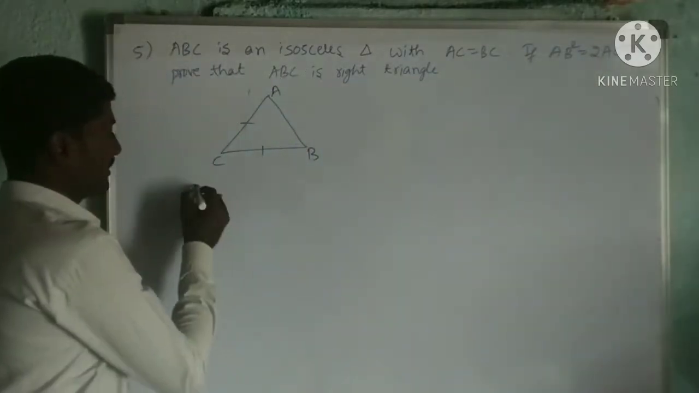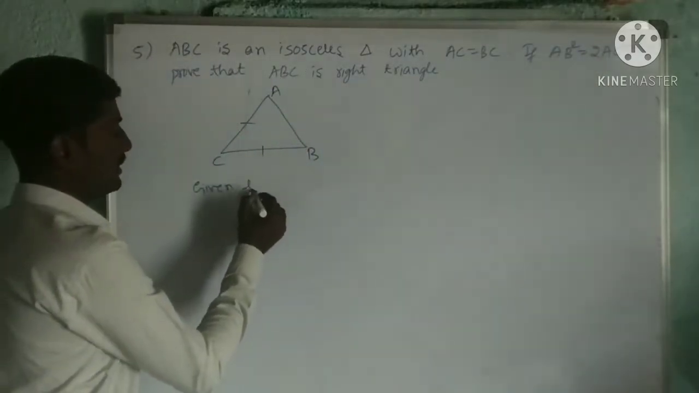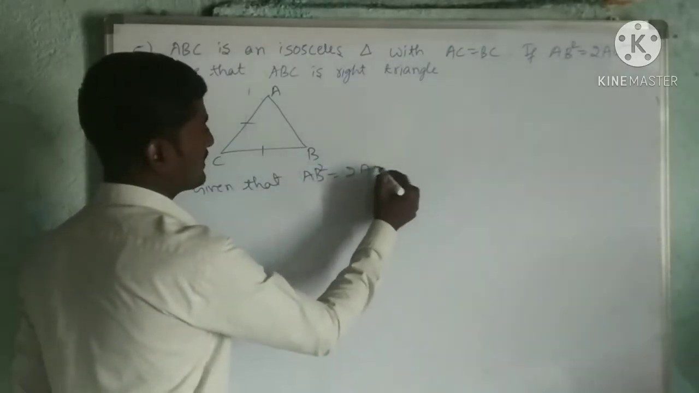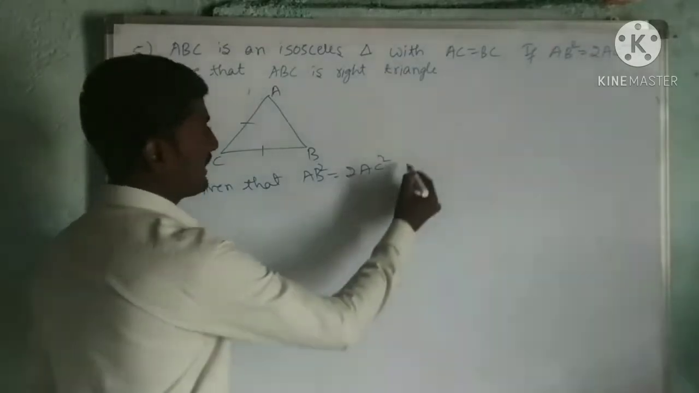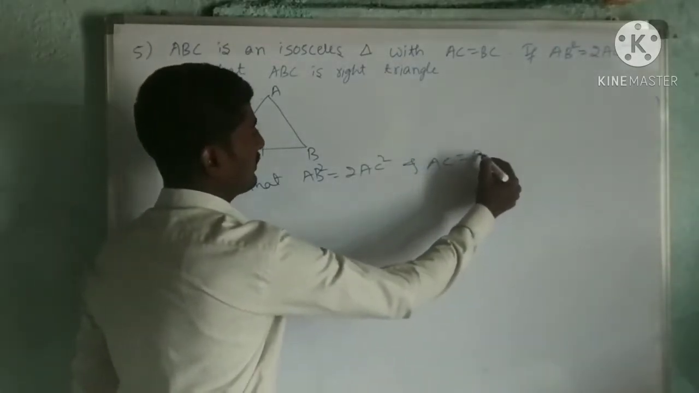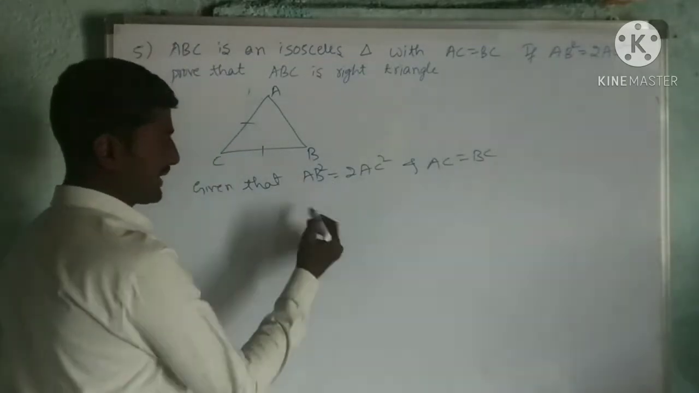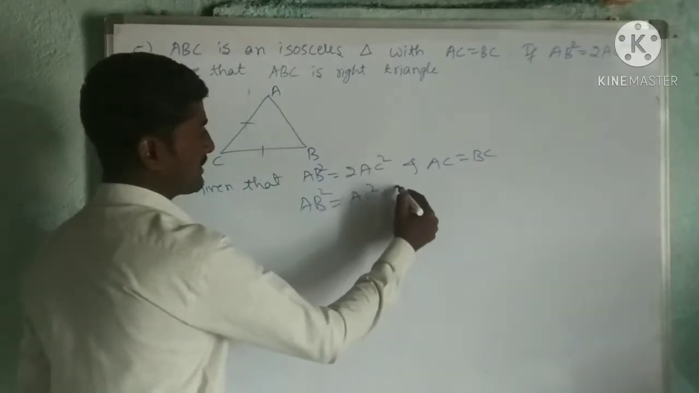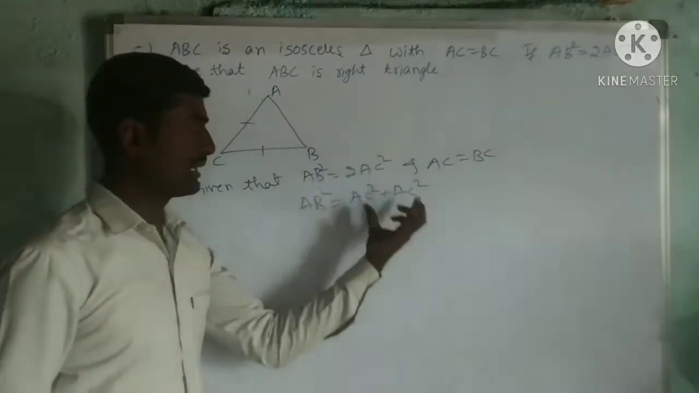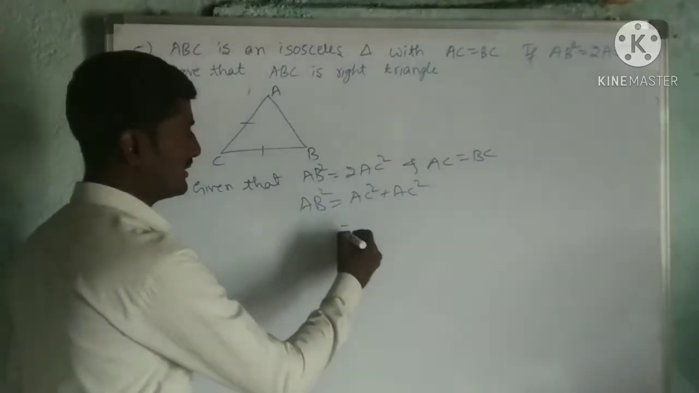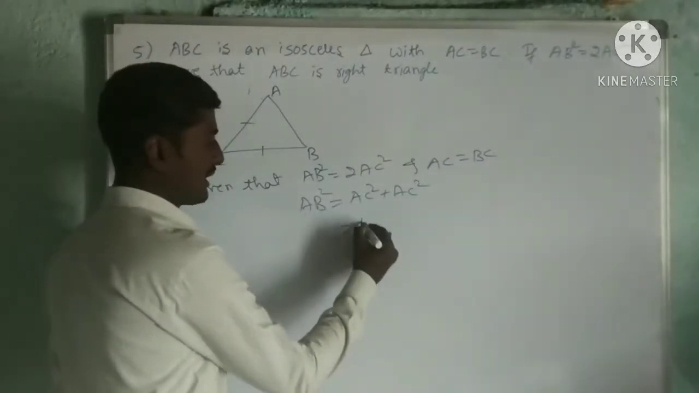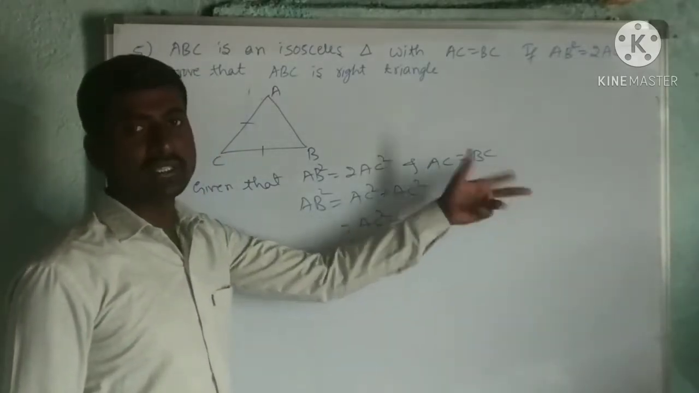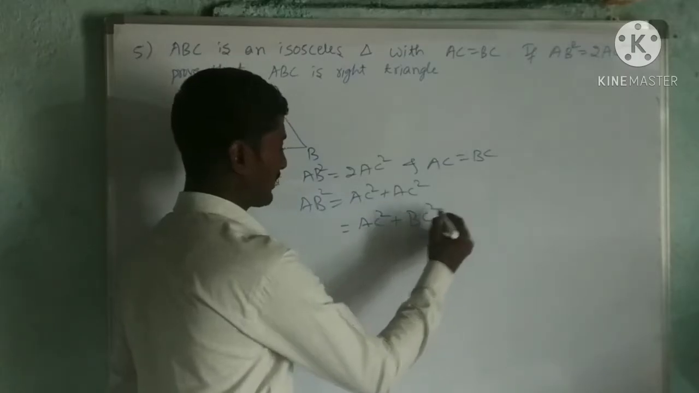Now they have given this condition: AB square is equal to 2AC square, and another one is AC is equal to BC. Now I can write this as AB square is equal to AC square plus AC square. This 2AC square can be written as AC square plus AC square. Now AC square I will write as it is, plus in place of AC I can write BC, so this will become BC square.